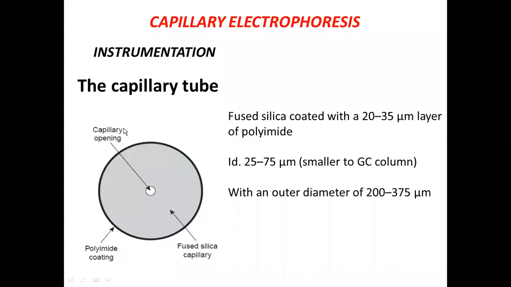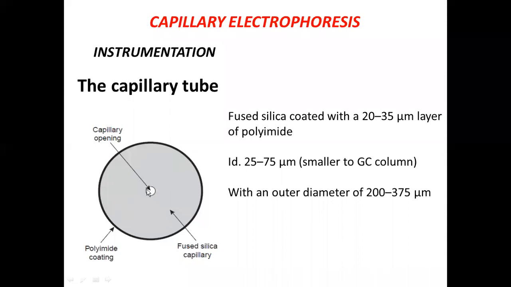Okay, fine. So this is about the cross-sectional view of the capillary tube. This is the overall capillary tube. This is called the outer diameter, and this is called the internal diameter. The capillary tube has been coated with a polyimide. Say 20 to 35 micrometer of polyimide coating is made.